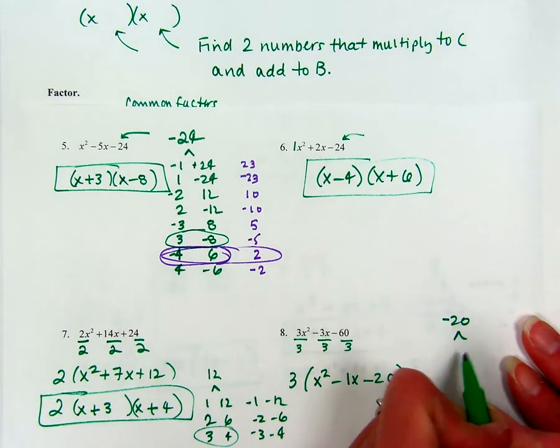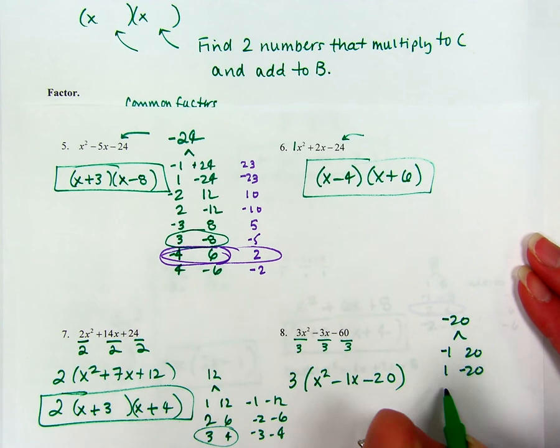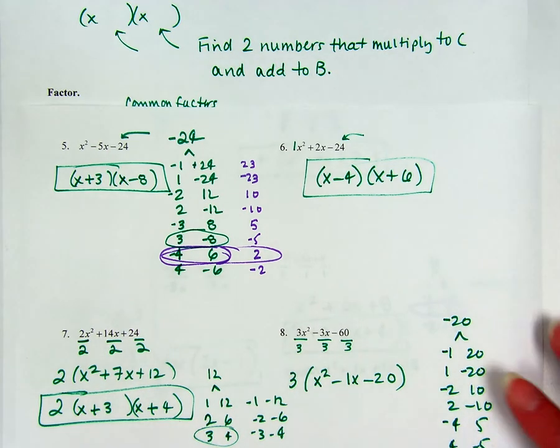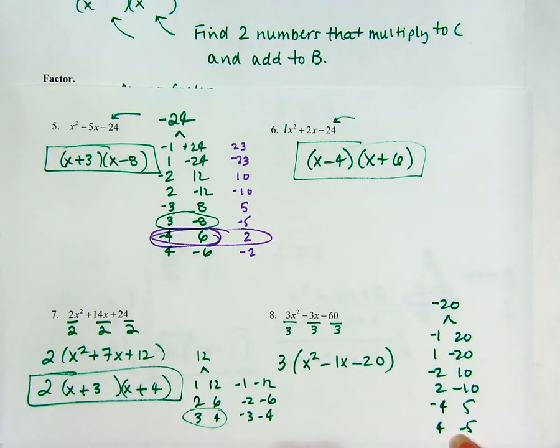Okay, so multiplying to negative 20, we have negative 1 and 20. We have negative 2 and 10. We have negative 4 and 5. And I switch the negative sign around, so you could have 1 and negative 20, 2 and negative 10, and 4 and negative 5. All right, I need to add to negative 1.